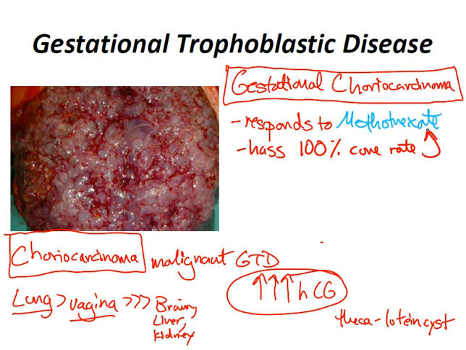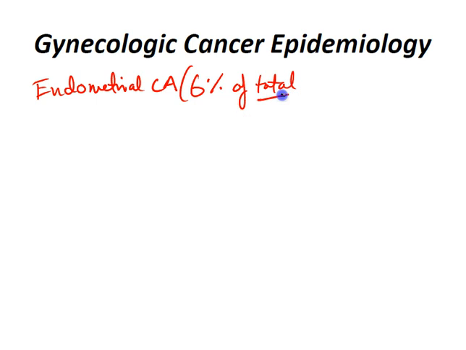Alright, so that's gestational trophoblastic disease. I think we covered everything they could possibly test you on there. So now let's move on to gynecological cancer epidemiology. So, gynecological tumor incidence and prognosis. Endometrial cancer is about 6% of total female cancer. Total.